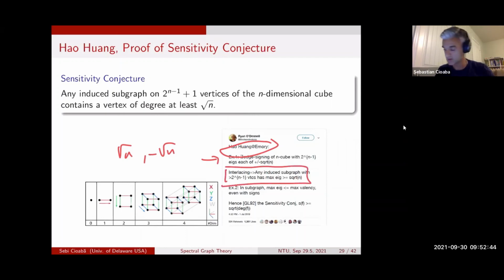You just need some dimension argument to prove that the largest eigenvalue of the subgraph is greater than or equal to square root of n. But in any graph, the valency, the largest degree, always beats the maximum eigenvalue, and you're done. So that's the proof. I had some other things to talk to you about.